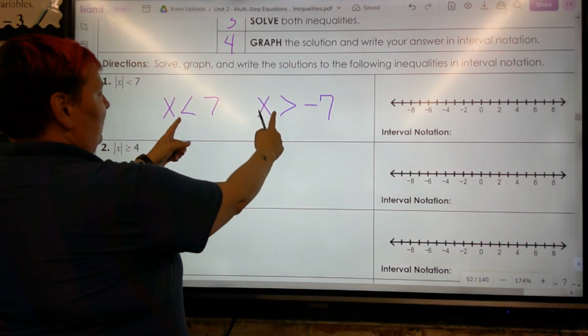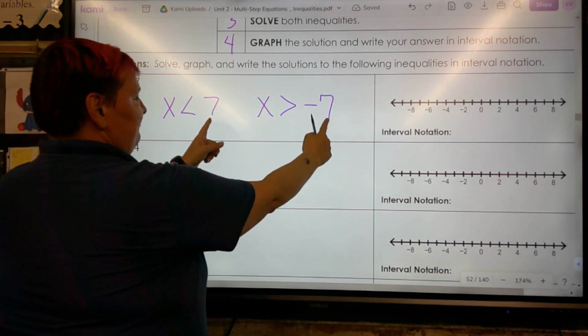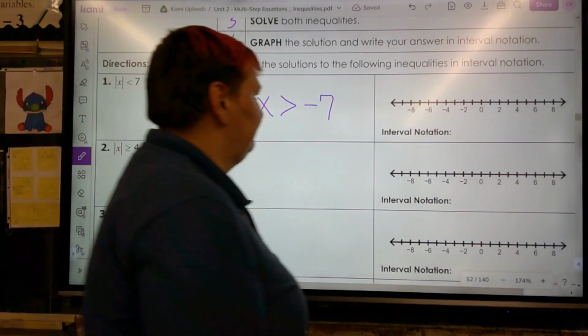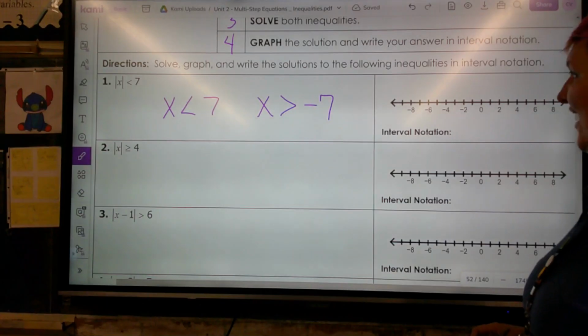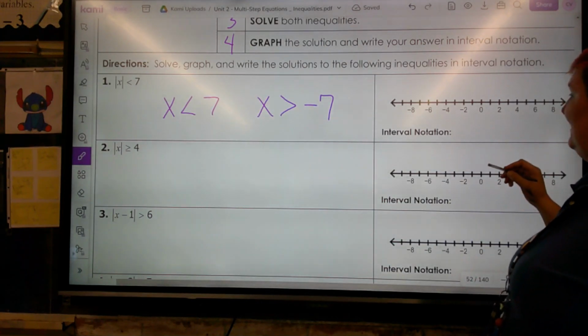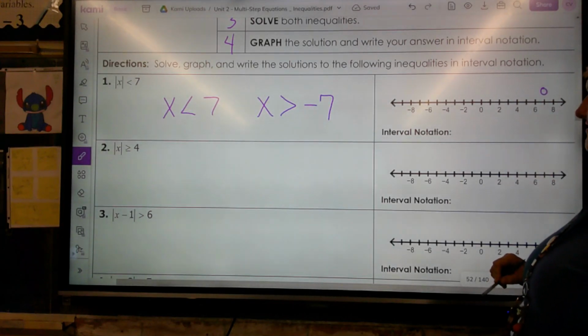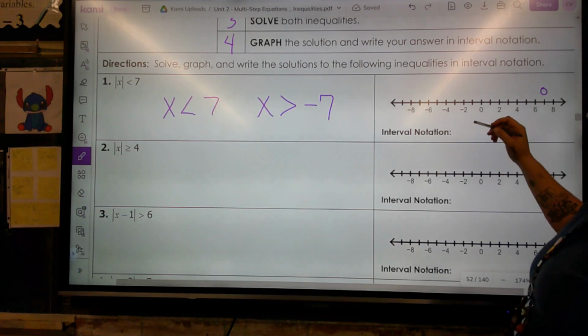I switch the inequality symbols and I use the inverse to make it negative, right? So then graph it. X is less than 7, open circle. X is greater than negative 7.